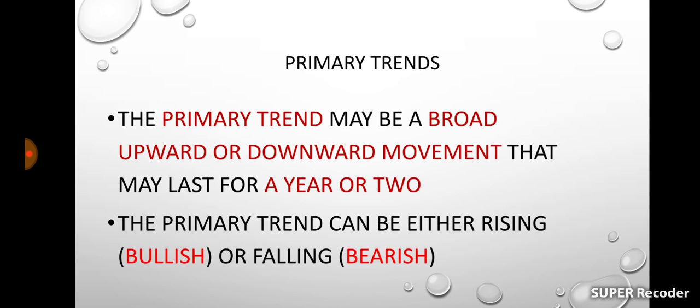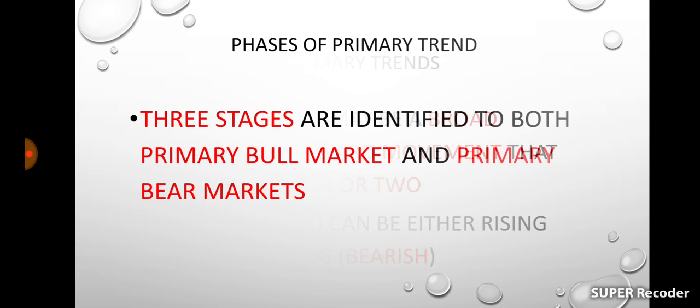First one is primary trends. The primary trend may be a broad upward or downward movement that may last for a year or two. The primary trend can be either rising or falling. When there is a wave of rising prices, we have a rising or bull market, that is what is known as primary bull market, and when prices are declining, we have a falling or bear market, that is what is known as primary bear market.